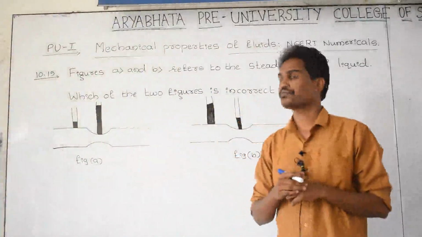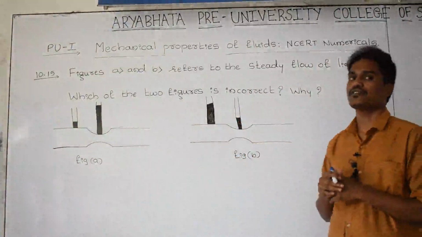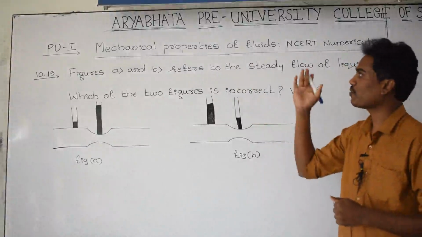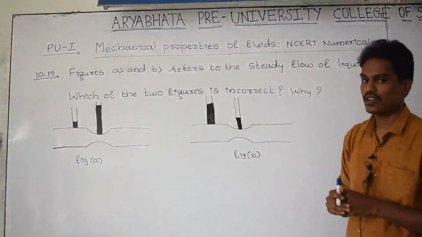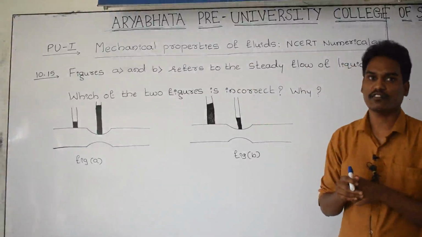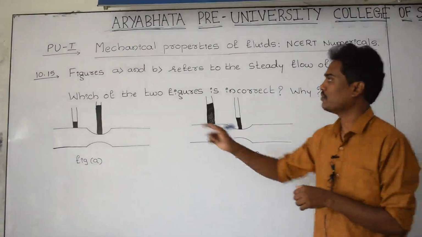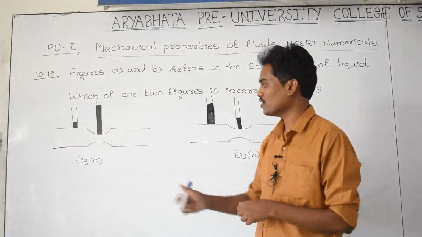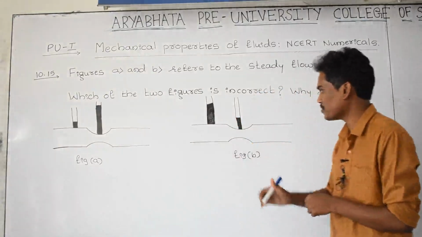Good morning students, and today we will discuss exercise number 10.15, mechanical properties of fluids. Let's read the question first, what has been given. Figures A and B mean he has given two diagrams. This is the first diagram and this is the second diagram.